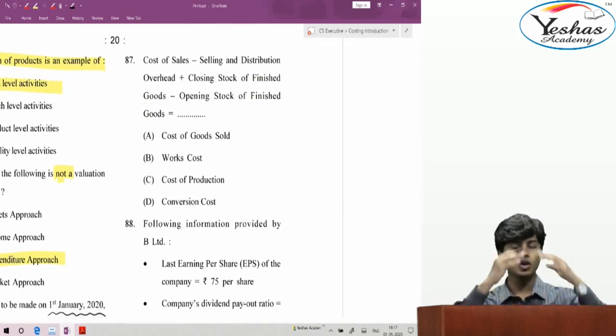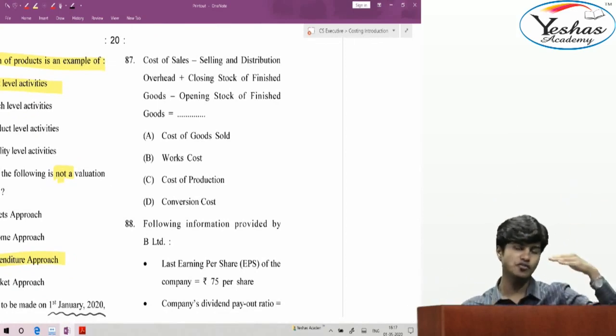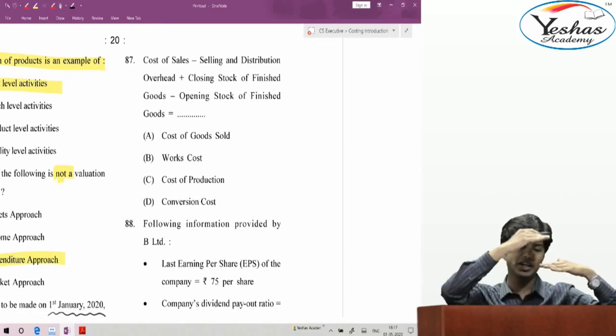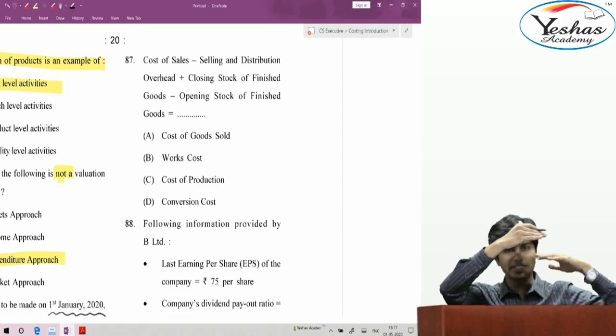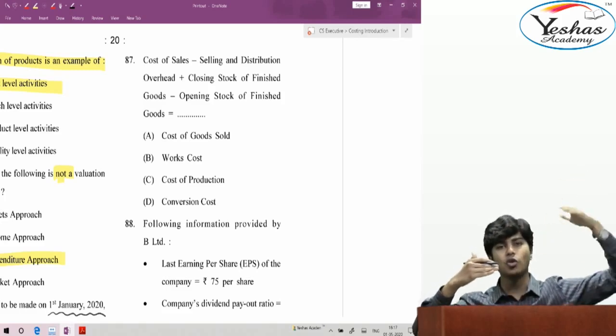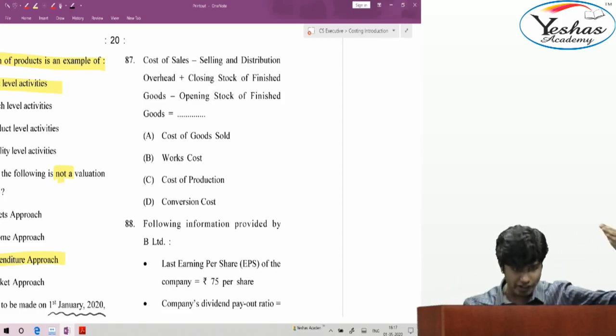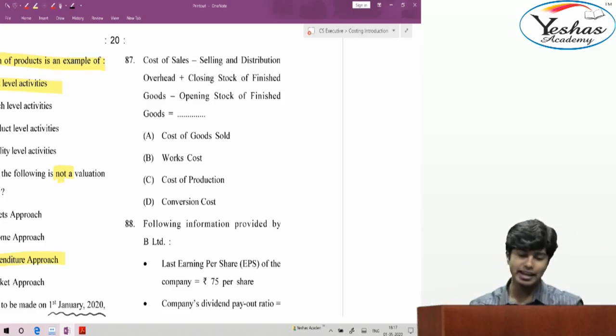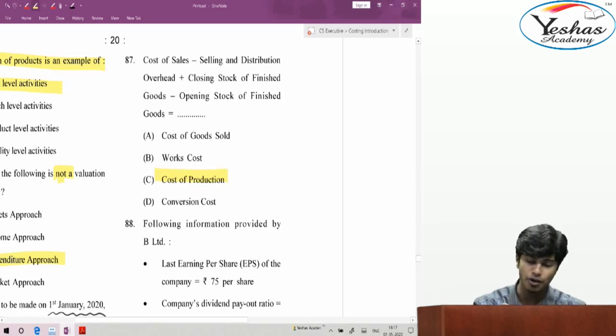Cost of sales. If you remember the cost sheet format, cost of sales comes at the bottom. Selling and distribution overhead comes just above that. So they're subtracting that, then adding closing stock and subtracting opening stock. So they're going backward basically. When they go backward that way, where do they end up? They end up with cost of production. So whenever you go backward that way, you end up with cost of production.